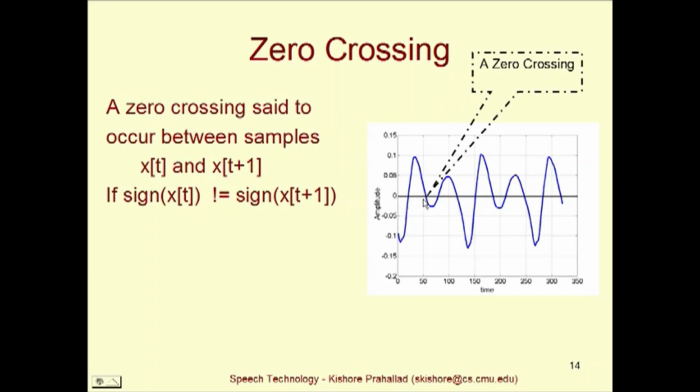I'm just showing an example here. This is a zero crossing point. You can see this is another zero crossing point. This is one, this is another, this is one, this is one, this is one, this is one, and this is one zero crossing point. So whenever the signal crosses over this zero line, that's what we call a zero crossing.